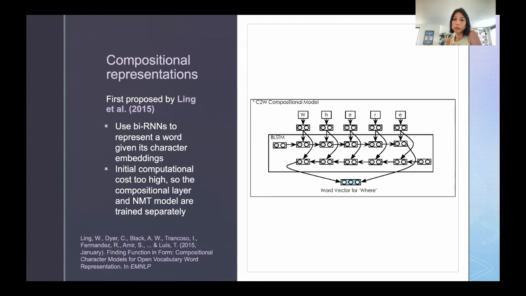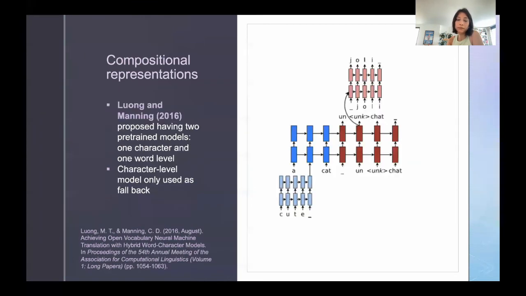The first model was proposed by Ling et al. in 2015, where they proposed using a bidirectional RNN to learn word representations from character representations. The first time this was tried, it was very computationally costly. They had to train the word composition model and the translation model separately, and they used the composition model that was pre-trained. Of course, this wasn't very efficient, but they still proposed a very promising approach to be developed in the future. And with the development of better architectures and better computing units, this is now a feasible model to train.